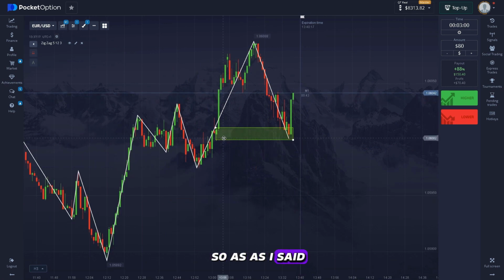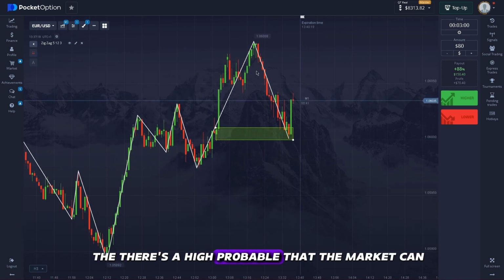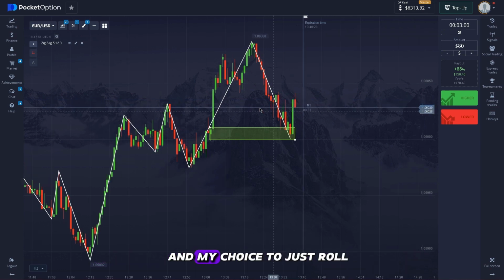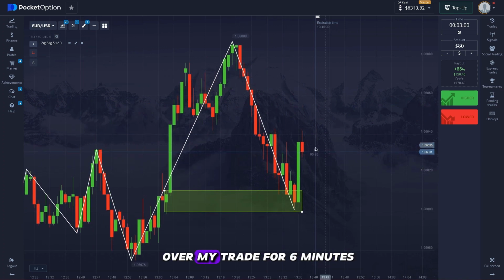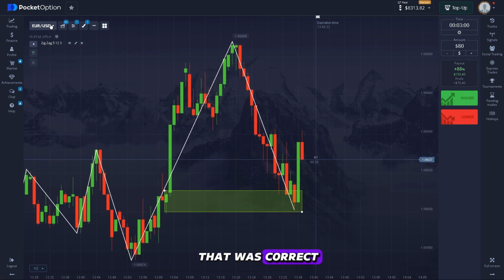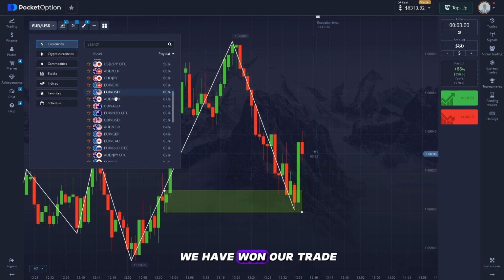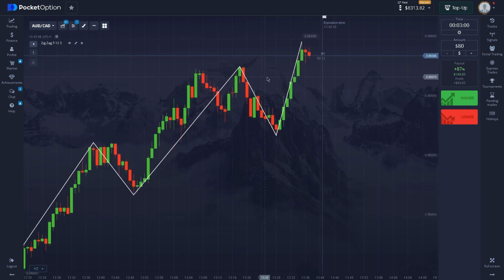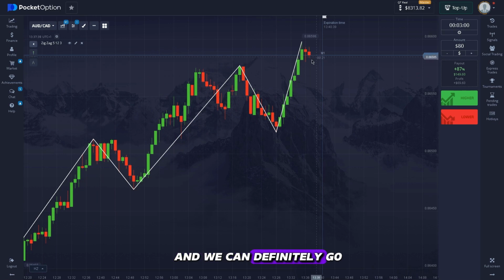So as I said, there's a high probability that the market can go to the order block and reverse from there, and that's what happened. And my choice to just roll over my trade for 6 minutes was correct. And as you guys can see, we have won our trade. It was a little bit of luck as well, yes, you can say that. And we can definitely go.